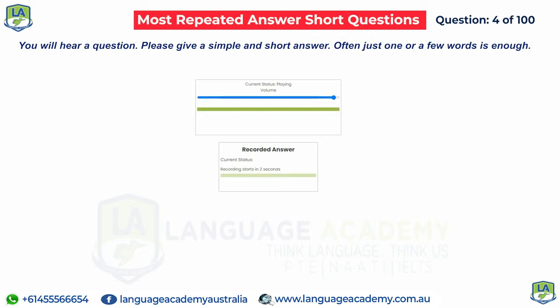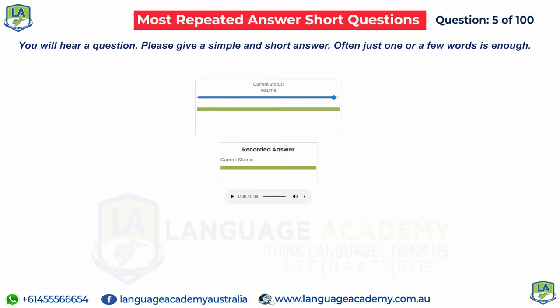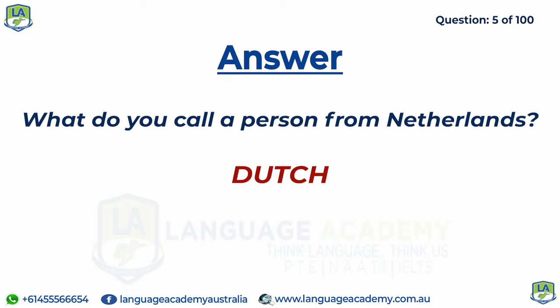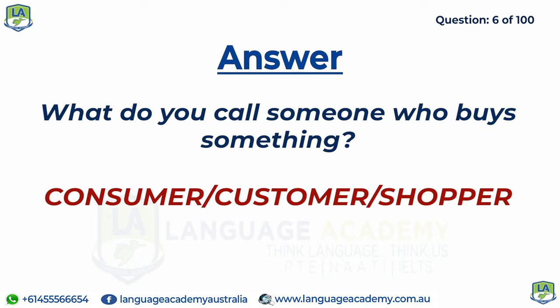What is the name of the liquid in the pen? Ink. What do you call a person from Netherlands? Dutch. What do you call someone who buys something? Consumer, customer, shopper.